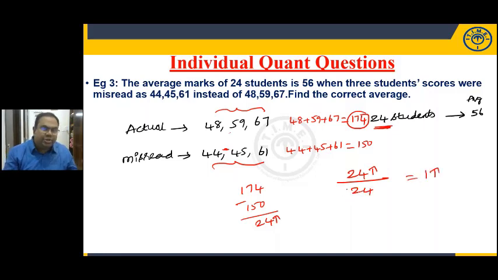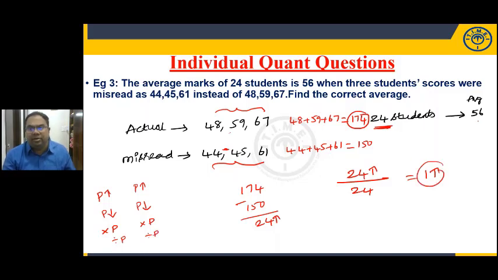1. When each student is getting 1, I told you in a group, if each member is increasing by P, average will also increase by P. Each member decreasing by P, average decreases by P. Basic rules: each member gets multiplied by P, average also gets multiplied by P. Each number divided by P, average also gets divided by P. So each student increasing by 1, obviously your average will also increase by 1. Logically, I can say 57 is the answer.